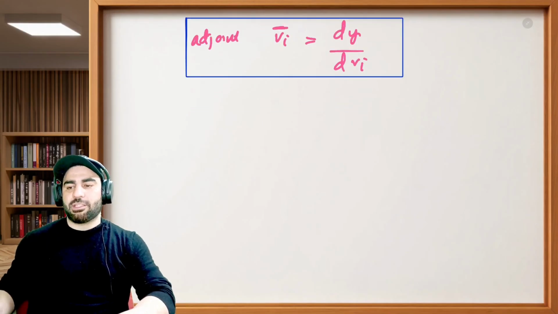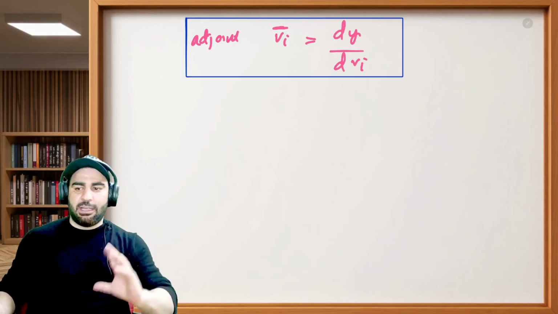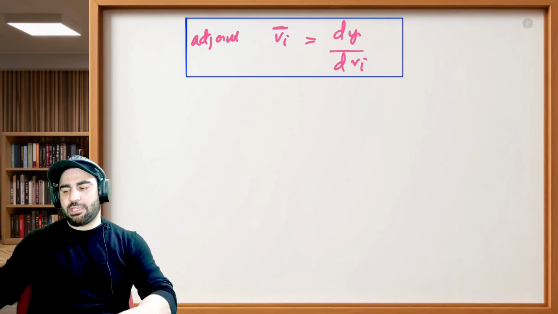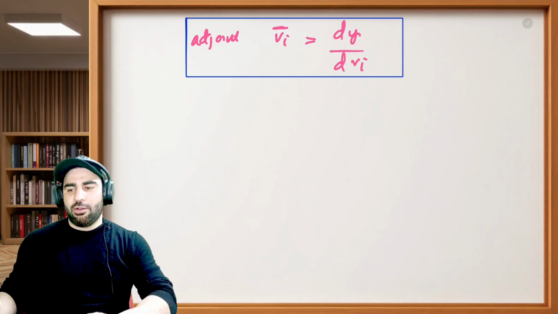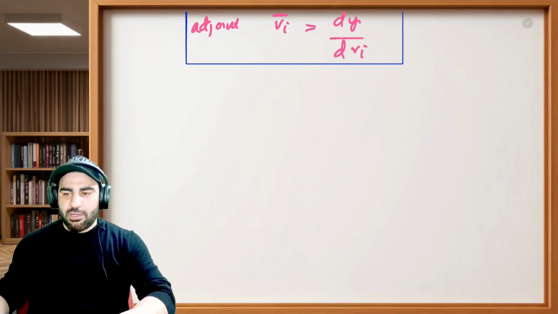Okay, I hope this is clear. Again, the local rules will be the same. So if you have a and b, you can use the same rules: a plus b, a multiplied by b. All these things will be the same. Let's now take the reverse trace.